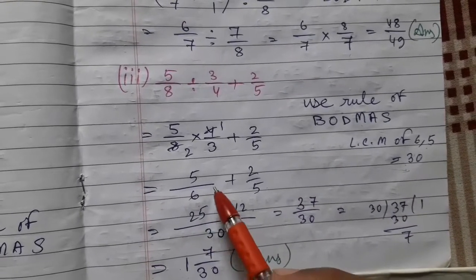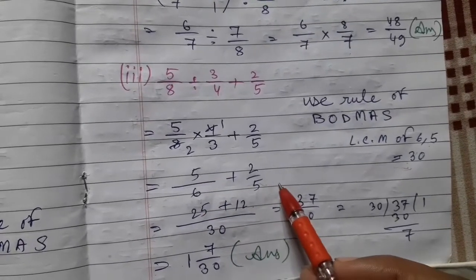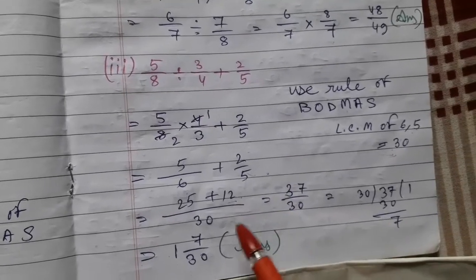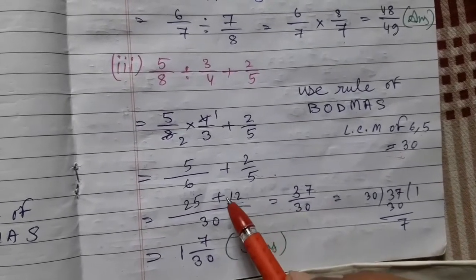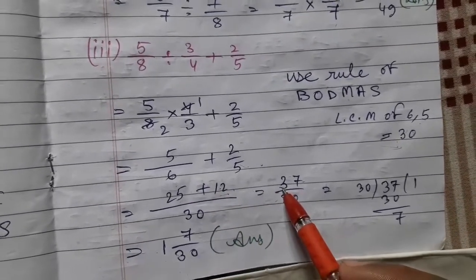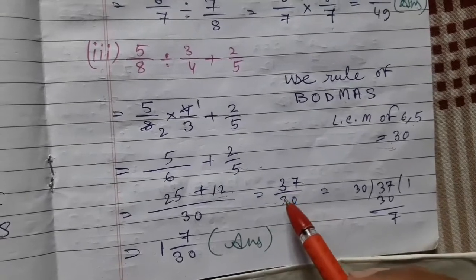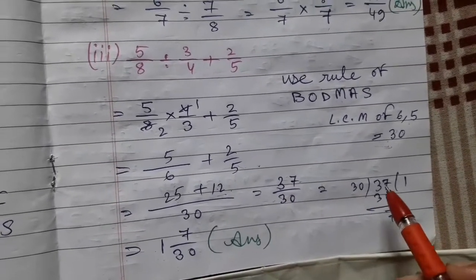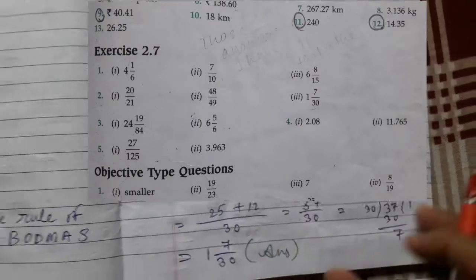Six fives are 30, that means 5 multiply 5, 5 fives are 25, 5 sixes are 30, that means 2 sixes are 12. Clear? 30, 2 plus 5 is 7, 1 plus 2 is 3. Okay, that is an improper fraction. We have to convert it to a mixed fraction. 30 ones are 30, subtract it, 7, 1 and 7 by 30. Clear?